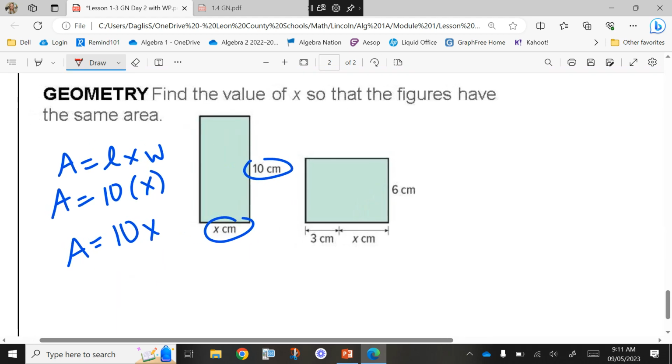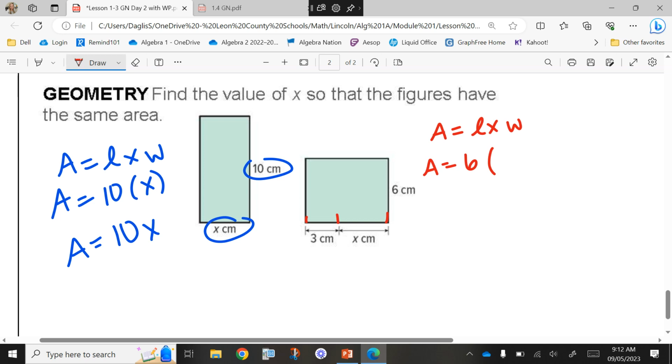All right. Now let's go to my other rectangle. We have length times width. This time I have a 6. What's on the other side? Why is it broken up like that? They're telling me that one piece is 3 and the other piece is x. So how can I put all that together for this side?